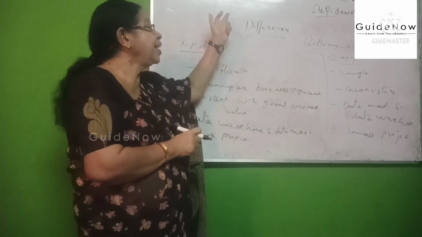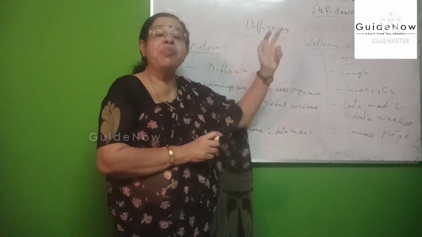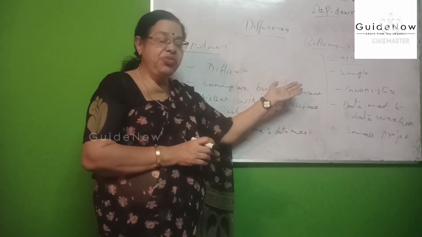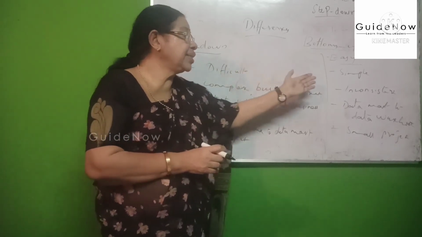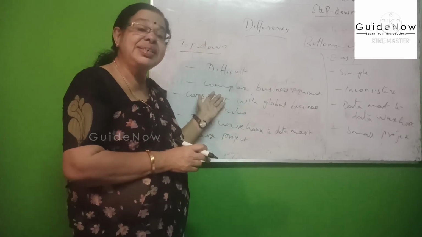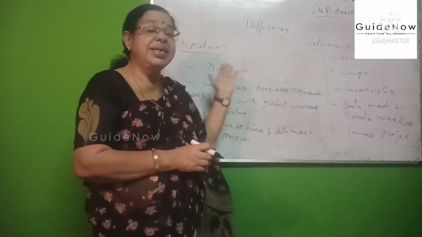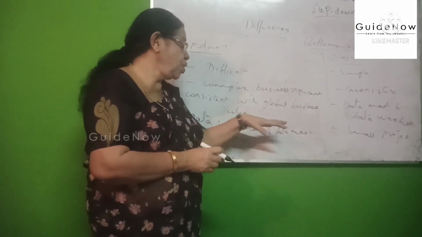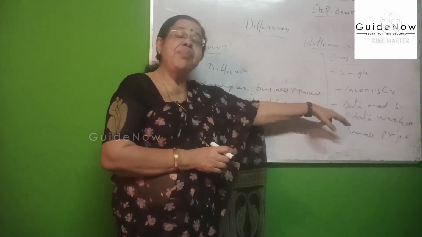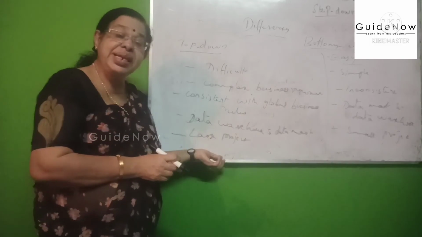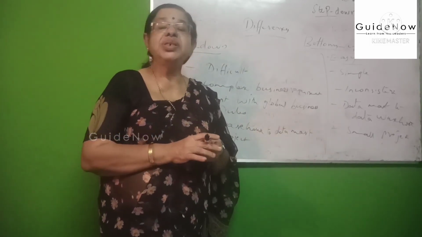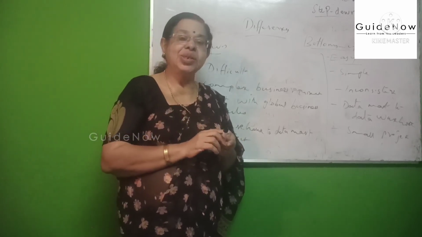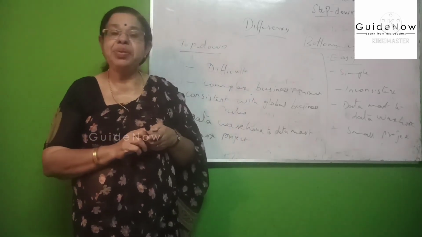Your question is to differentiate between bottom up and step down approach. One is difficult and the other is easy. Second, one is complex and the other is simple. Then one is consistent and the other is inconsistent. Fourth, one is data warehouse to data mart, the other is data mart to data warehouse. One is for large projects and bottom up is for small projects. These are the main differences between the bottom up and step down approach.